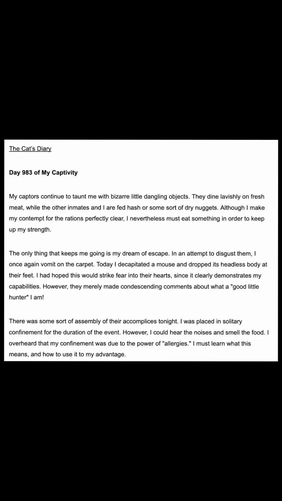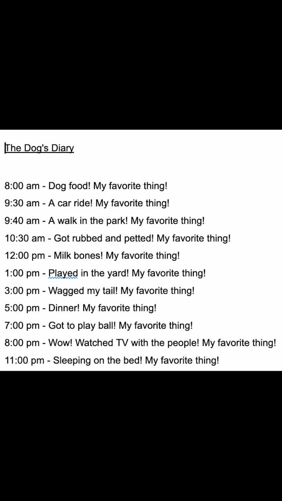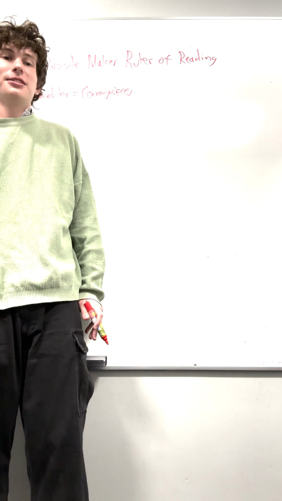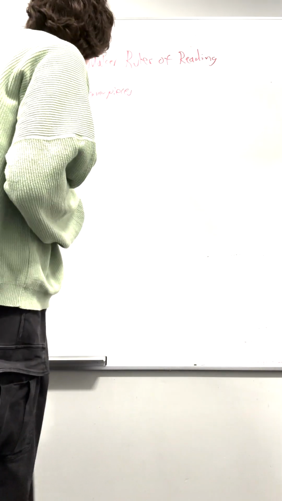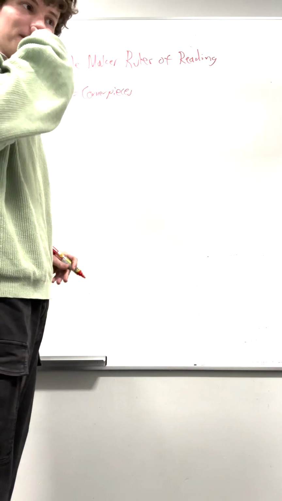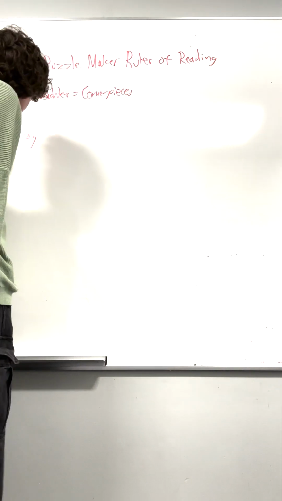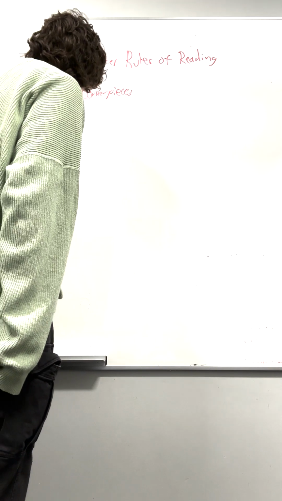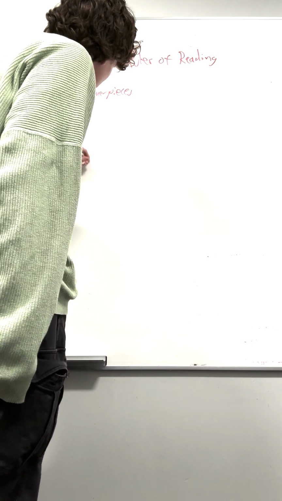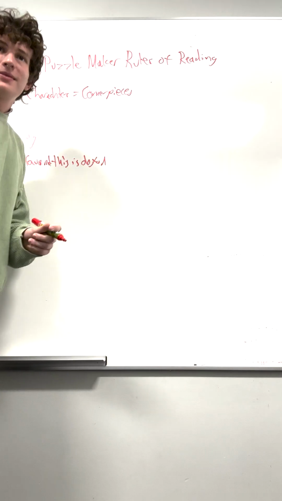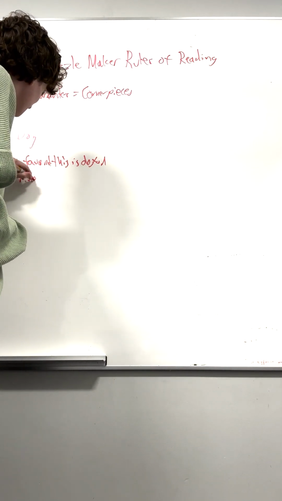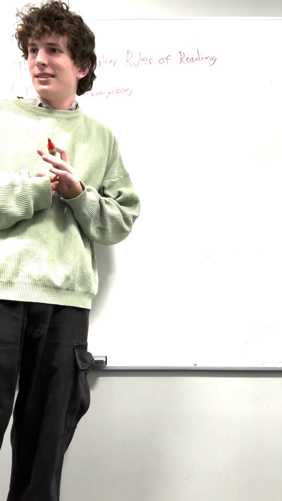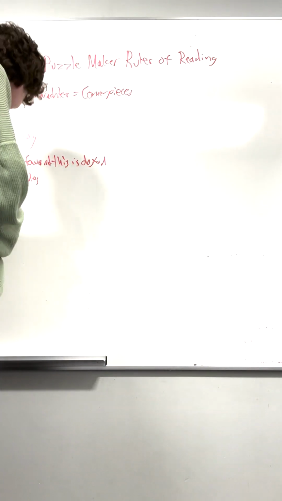Awesome. So these are 2 stories that I had them read, and then we're going to come back and talk about them in the context of the puzzle maker rule that we just learned. Let's start with the dog's diary. What are some key details that you guys wrote down about the dog? Yeah, Xander? His favorite thing is dog food. What else? I read that his favorite thing is actually car rides. Oh, his favorite thing is car rides. What else? His favorite thing is a walk in the park. Wait, his favorite thing is a walk in the park?